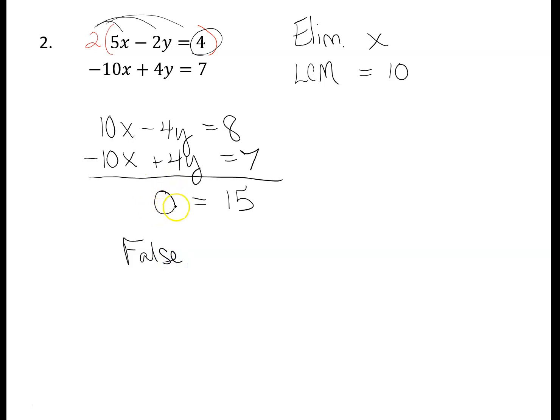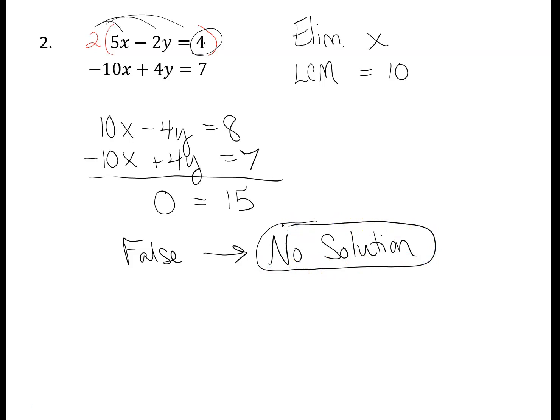That's why you need to go ahead and write that 0 there. Then you can see, okay, this is a false statement, and that means no solution. And when you get no solution, you just stop right there and box that in, and you're done.